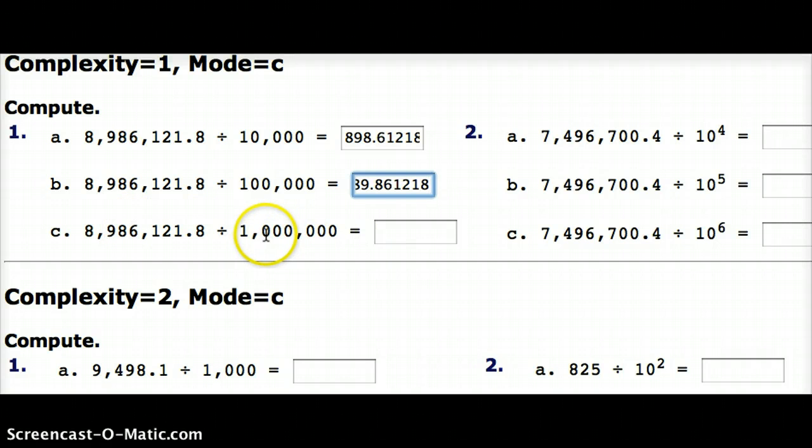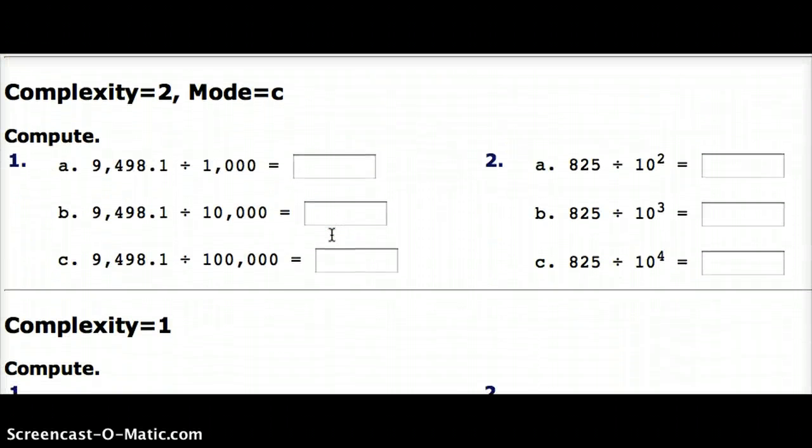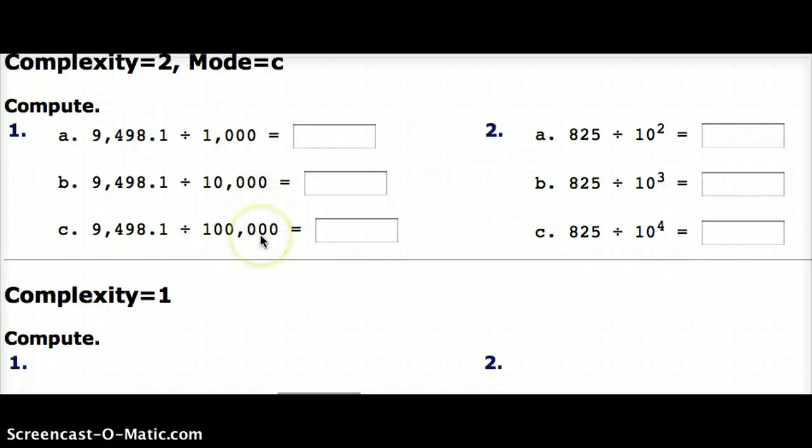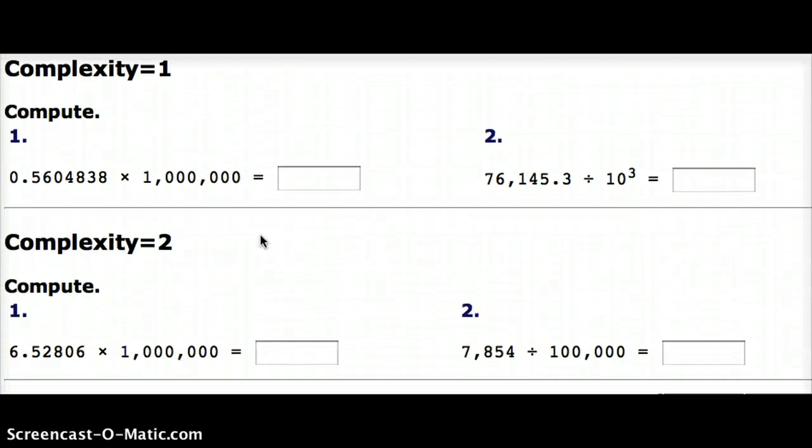This one is the same thing. You move it over 6 spaces to the left. Alright, so these examples are just more of the same. So I'm just going to keep going here. More of the same, and all of these answers will be at the end. Let's try this one right now.